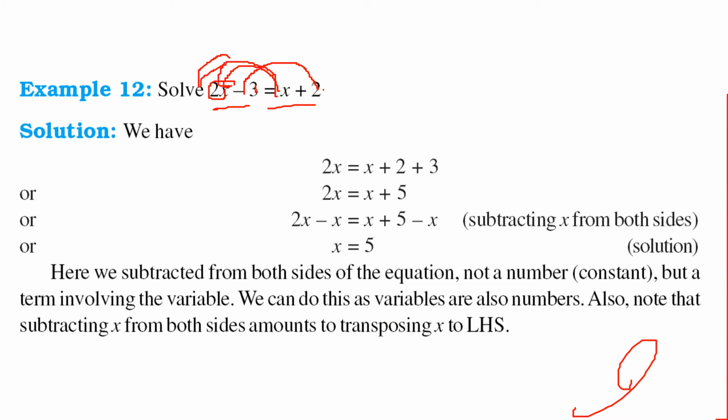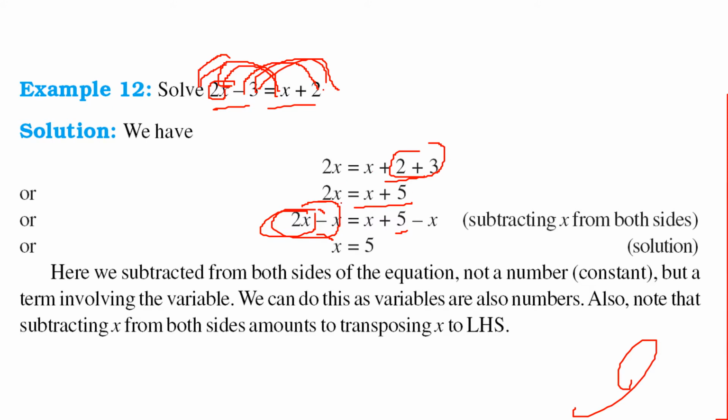you can take x here and 3 here. So 2x minus x is x, and this 2 plus 3, because 3 we have taken on the right hand side, this is x plus 5, right? So 2x minus x is x, and here, because we are just left with 5, we can write 5. But there is another method.